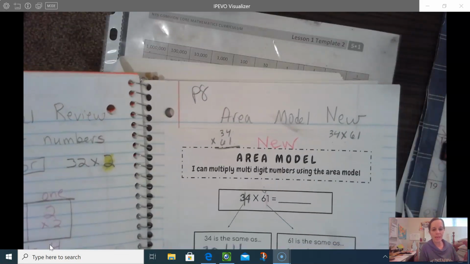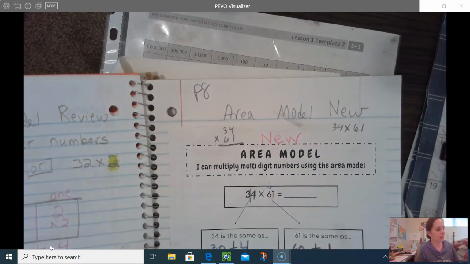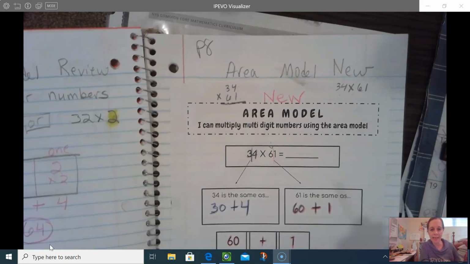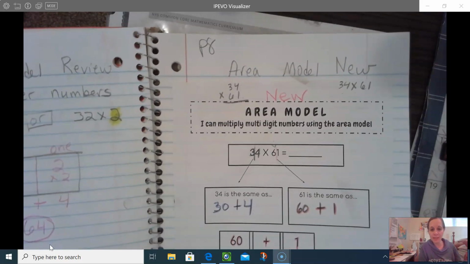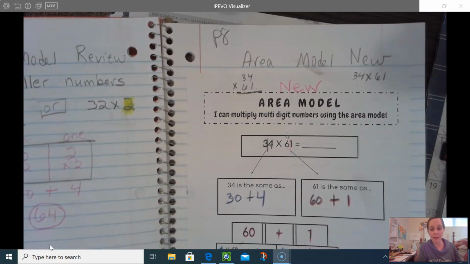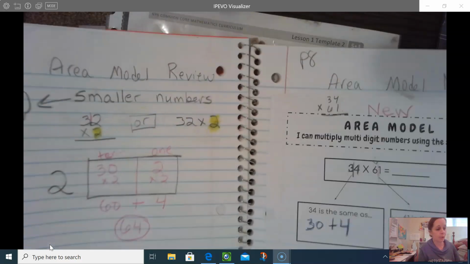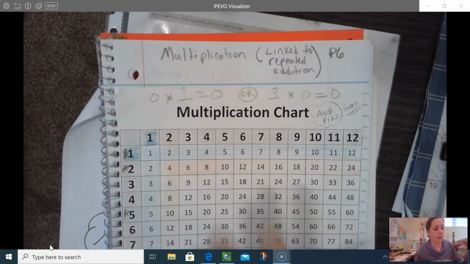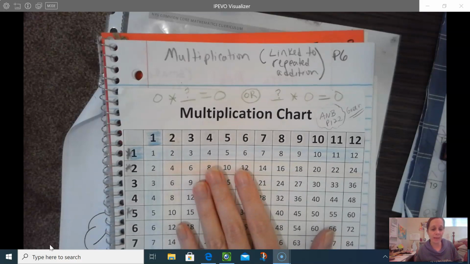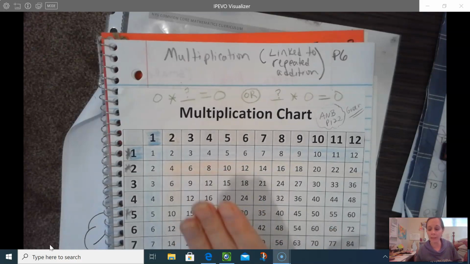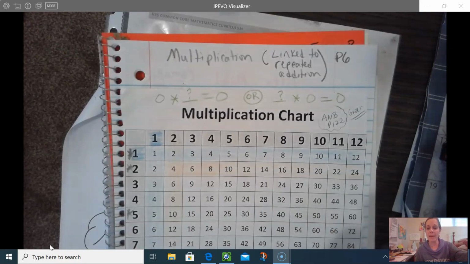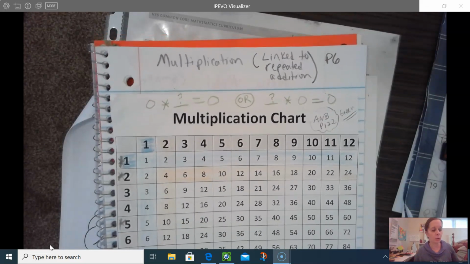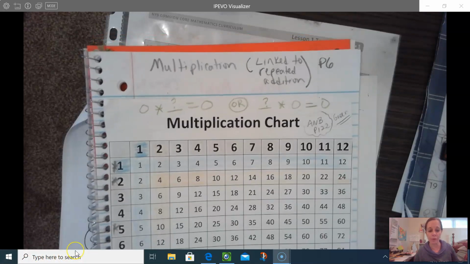We are going to be revisiting a couple of the interactive notebook pages. You did do an interactive notebook page on area model last week, so if it's helpful to have that page out, go ahead and do that. Another helpful tool is the multiplication chart in your interactive notebook. If you don't have it glued in, then you should have a nice copy of that multiplication chart that was on cardstock. Utilizing those tools is going to be important for you today.